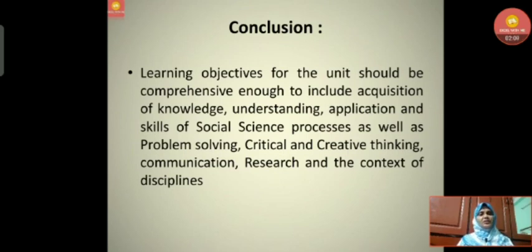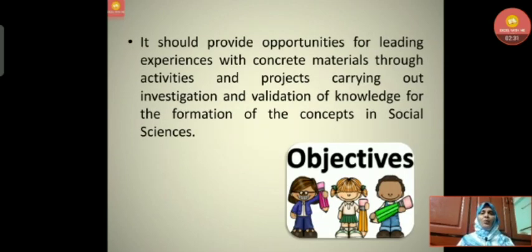Learning objectives for the unit should be comprehensive enough to include acquisition of knowledge, understanding, application and skills of social science processes, as well as problem solving, critical and creative thinking, communication, research and the context of disciplines. It should provide opportunities for learning experiences with concrete materials through activities and projects, carrying out investigation and validation of knowledge for the formation of the concepts in social sciences.